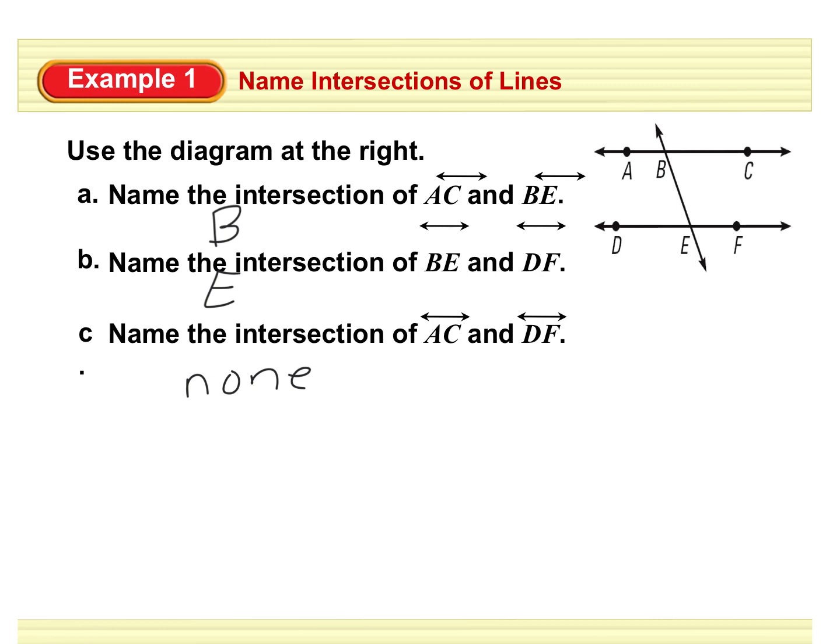What about BE? Some people last period thought that BE was an intersection. Why is BE not an intersection? Doesn't it cross both lines? Well, I mean, technically, yeah, but it's one line. But do AC and DF ever cross each other? No. Okay, so BE, that is not an intersection. Okay? When lines intersect, it will be a specific point. Okay? Any questions on intersections of lines?